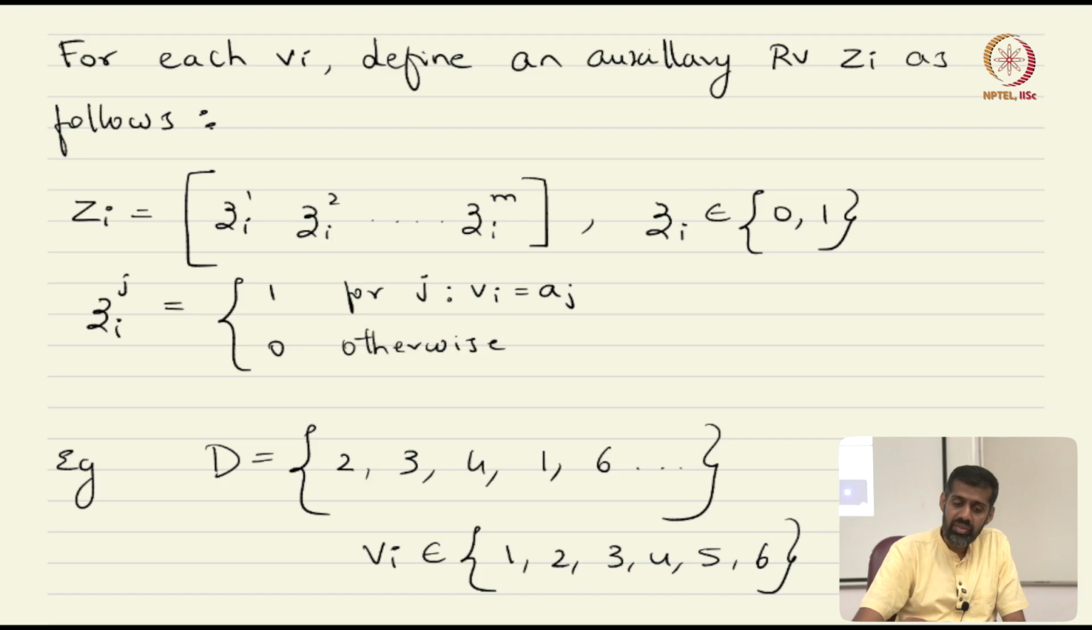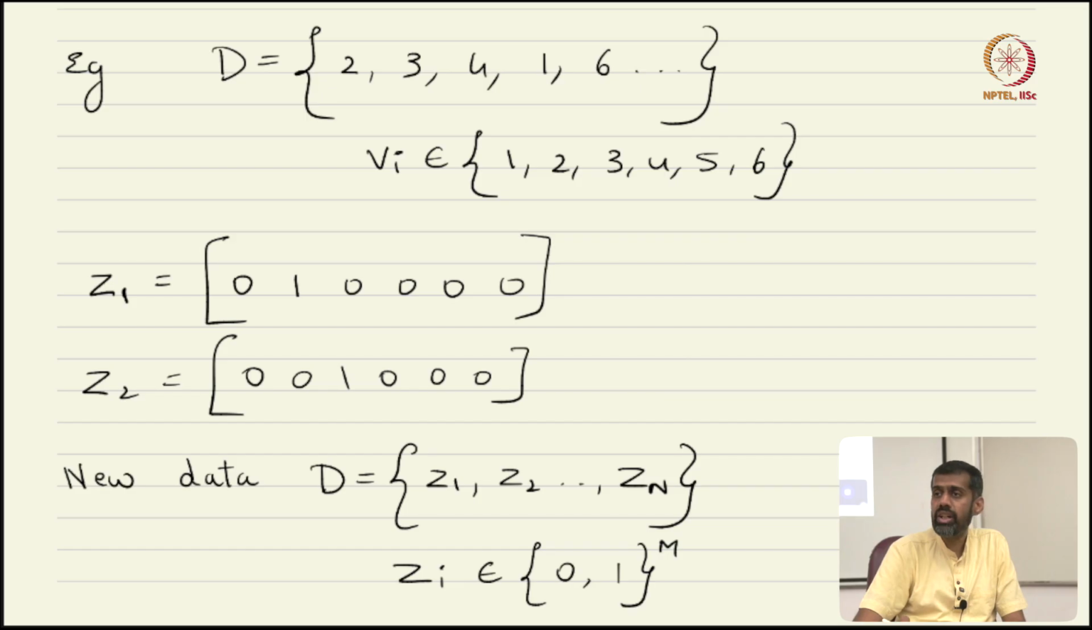Now what I am doing is, for every data point, which is a single value that the discrete random variable takes, I am constructing an m dimensional 0, 1 vector. What is m here? m is the number of discrete values that the random variable can take. This vector will contain 0 in all places, except for the position which the Vi random variable realized into. Does it make sense? So let me give you an example.